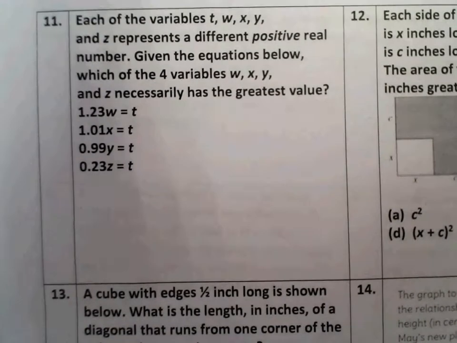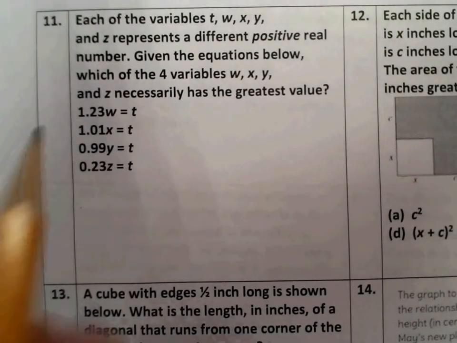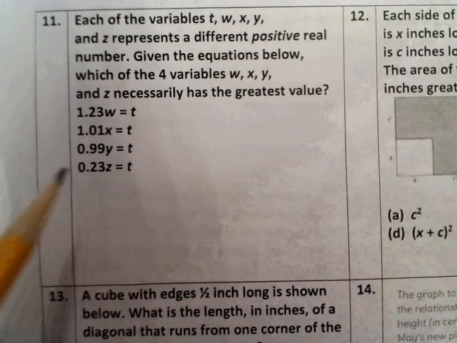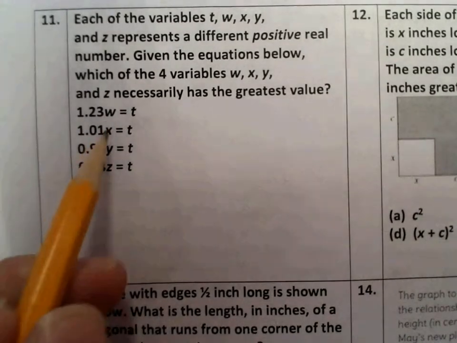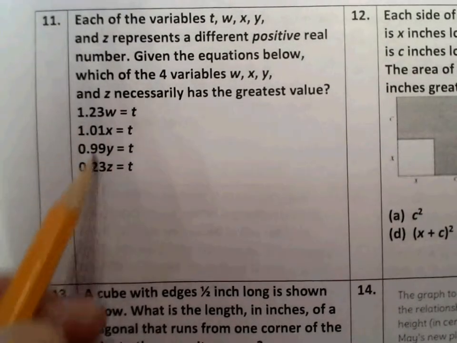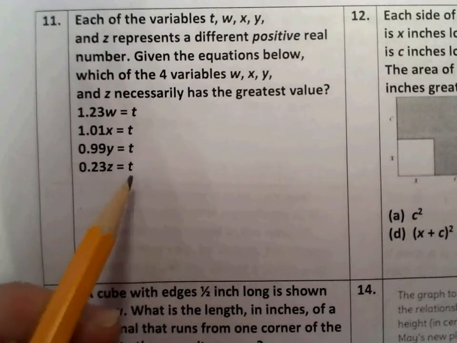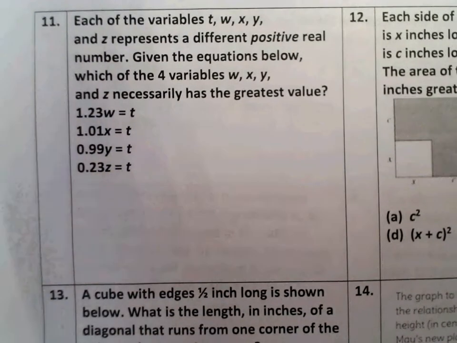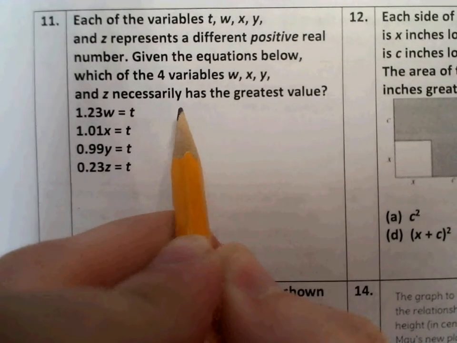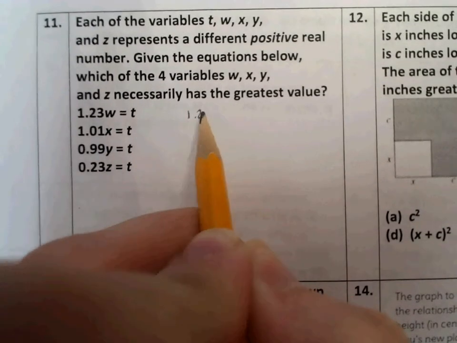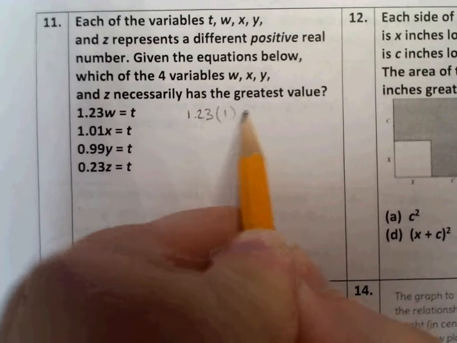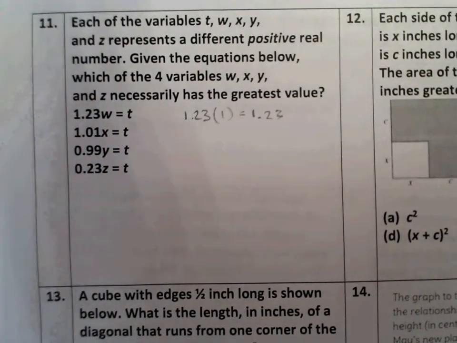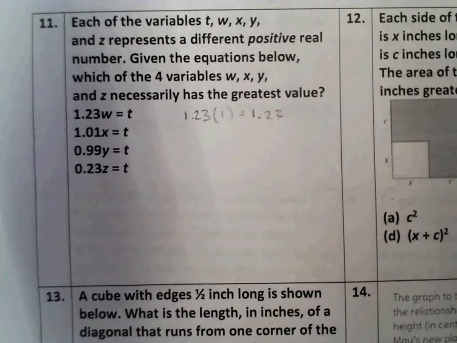Alright, so basically what we're looking at here is what do we know the relationship is between w, x, y, and z and t, which is the result of each of these different multipliers. So let's just start off with something simple. If w is 1, then t would be 1.23. So I know that t is bigger than w. And we're looking for which one has the greatest value.